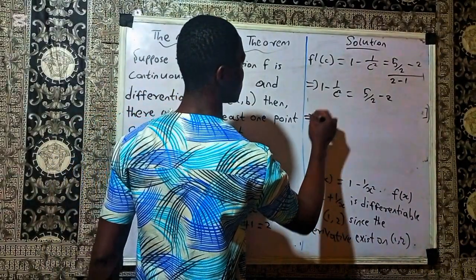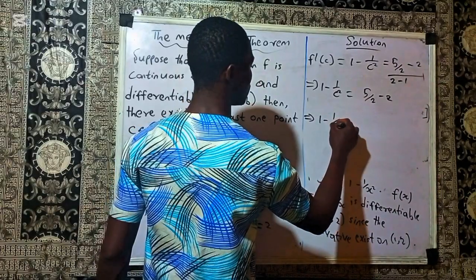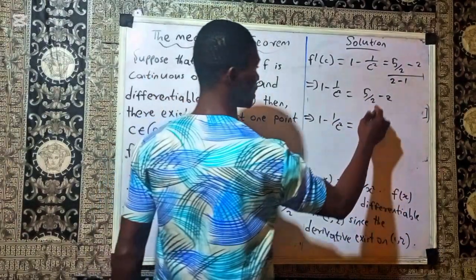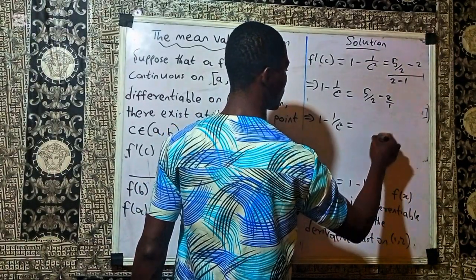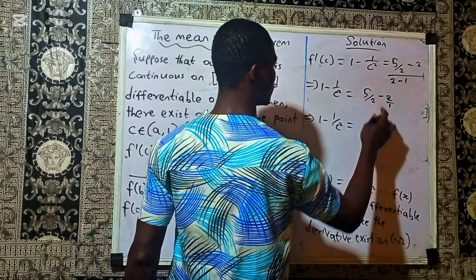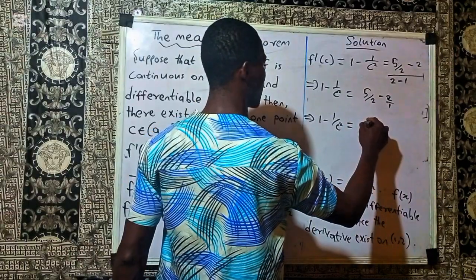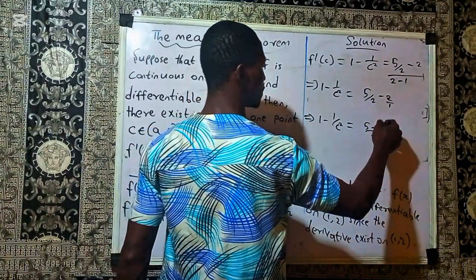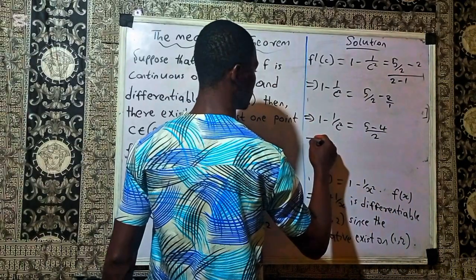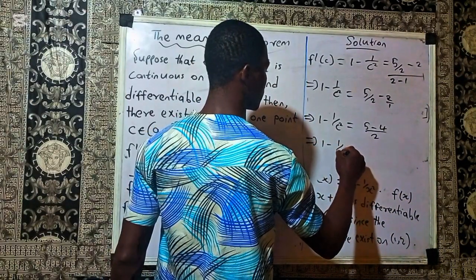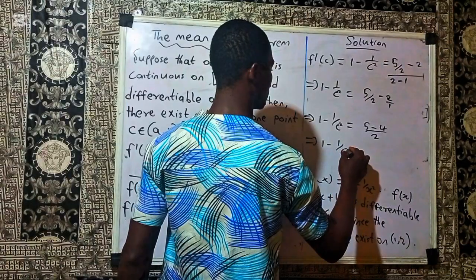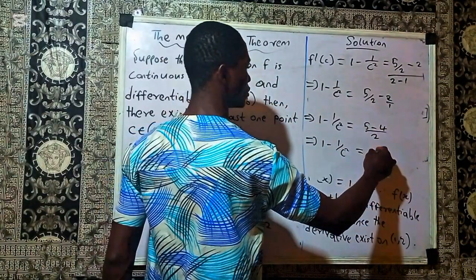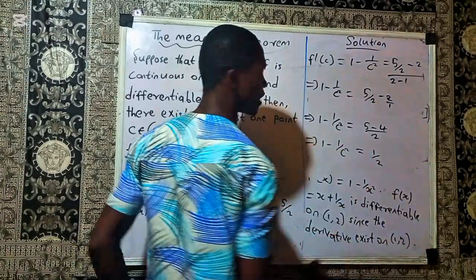So this implies 1 minus 1 over C squared is equal to, let's solve this fraction, right? 2 is the same thing as 2 over 1, so LCM is 2. 2 divided by 2 is what? 1, multiply by 5, I have 5, minus 1 divided by 2, 2 multiply by 2, I have 4. And this implies that 1 minus 1 over C squared is equal to 5 minus 4, you have what? 1. So we have 1 over 2, right?